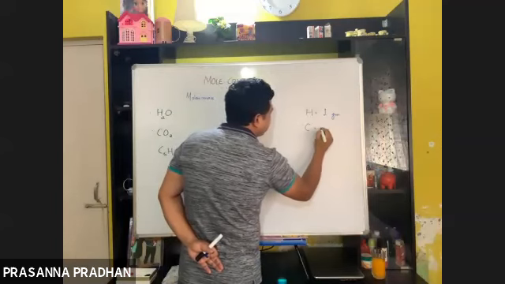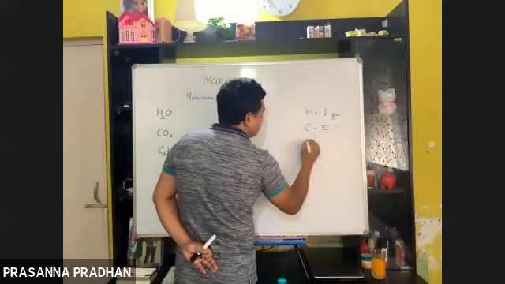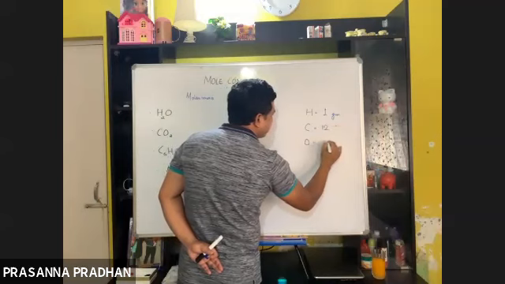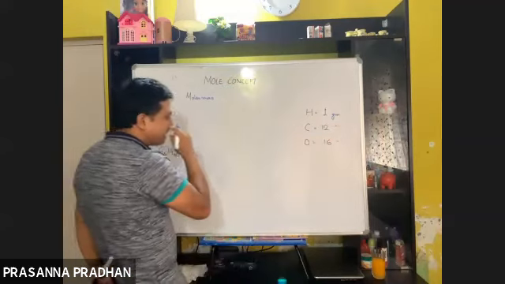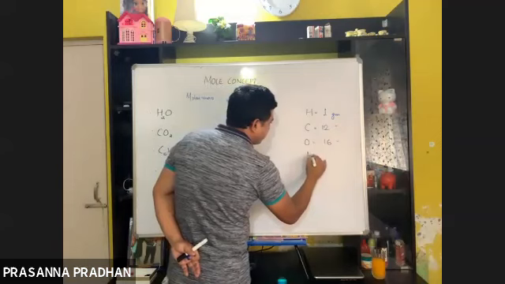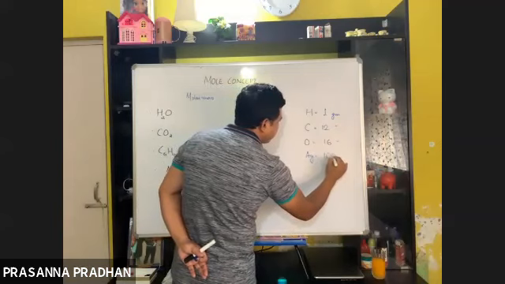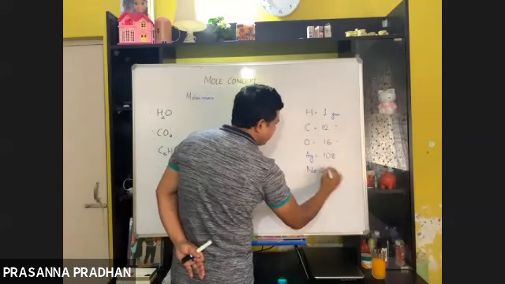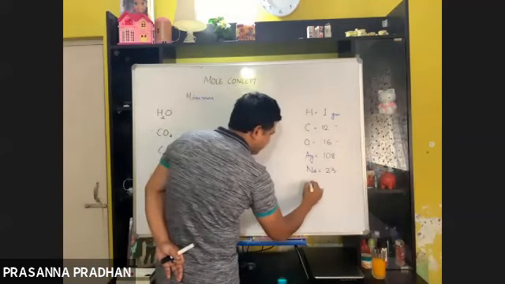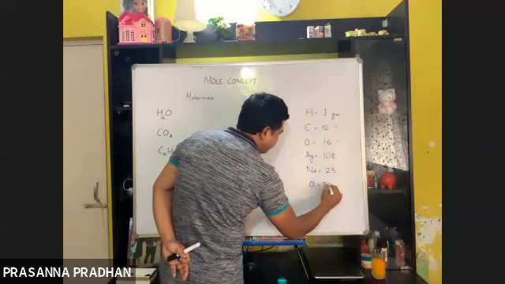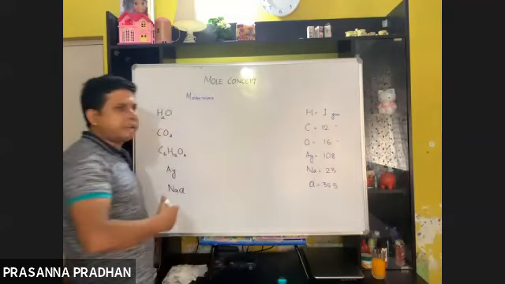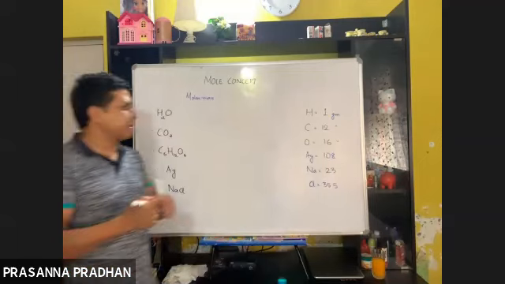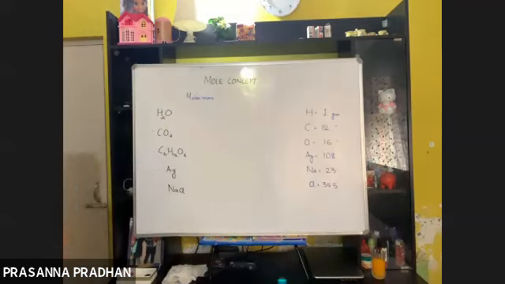Okay. What is the atomic mass of carbon? It is equal to 12. What is the atomic mass of oxygen? It is equal to 16. Fine. What is the atomic mass of, say, silver? It is equal to 108. What is the atomic mass of sodium? 23. Okay. What is the atomic mass of chlorine? 35.5. So don't worry about the atomic masses. At the end of the day, you'll be knowing the atomic masses of most of the elements.